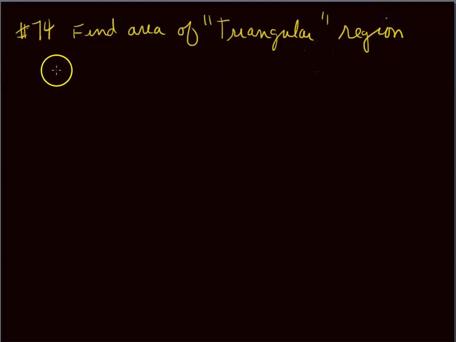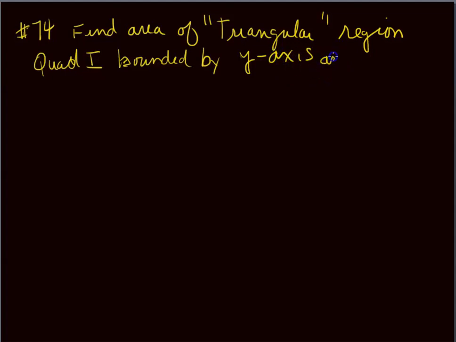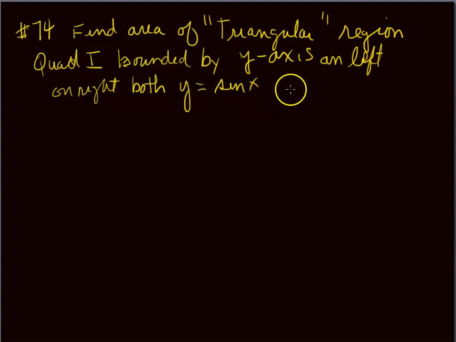And they give us quadrant 1, bounded by the y-axis on the left. That's important. And on the right, both of these: y equals sine x and y equals cosine x. So what the heck do they mean by that?